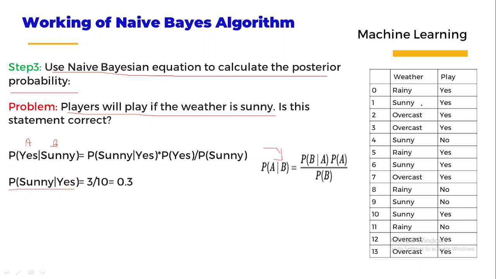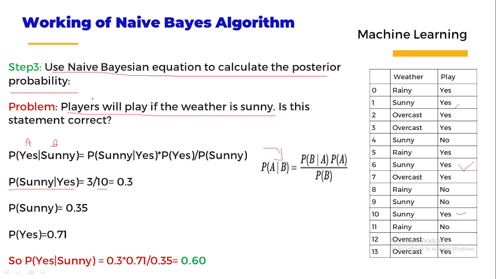So how many sunny records are there for yes? You can see sunny, this is one yes, the next one is this one, and one more is this one. So here you can see 1, 2, 3, so 3 divided by total yes. In our case total yes are 10, so 3 by 10 equals 0.3. Similarly we are calculating the probability of sunny. We have already calculated it in the likelihood table, so we are taking that, and probability of yes is 0.71. So this is how we are calculating the probabilities.